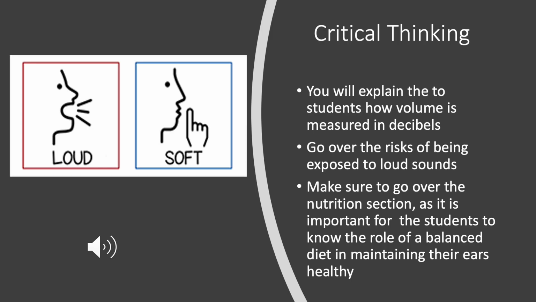For critical thinking, you will explain to the students how volume is measured in decibels. Go over the risks of being exposed to loud sounds and make sure to go over the nutrition section as it is important for the students to know the role of a balanced diet in maintaining their ears healthy.